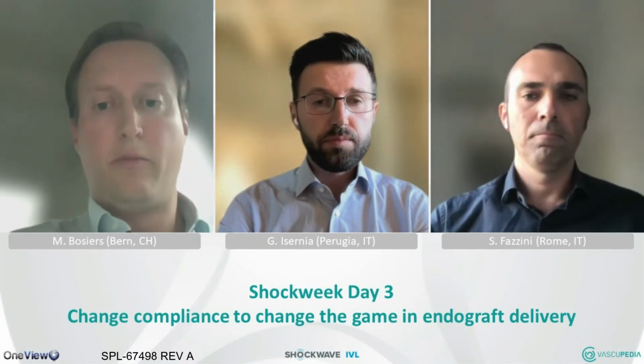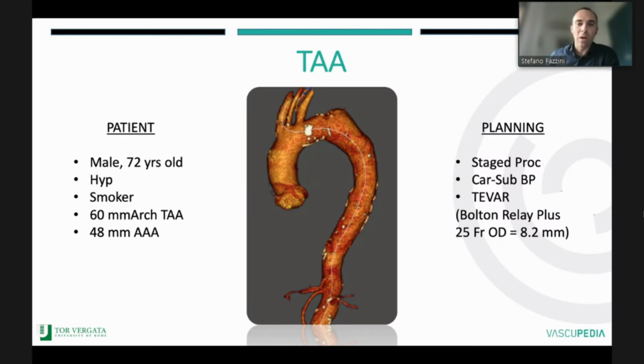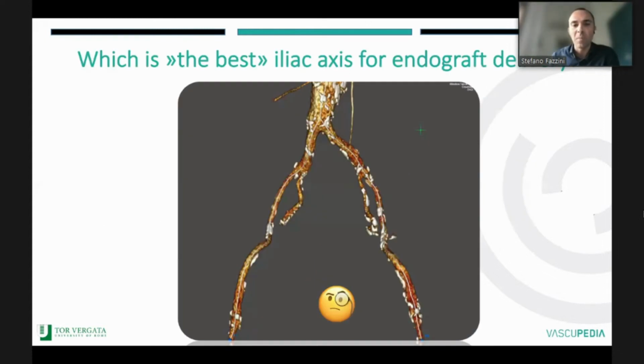Excellent. Stefano, you have brought us a case as well. A male with a thoracic aortic aneurysm, a large aneurysm, 6 centimeters. We planned a staged procedure with carotid-subclavian bypass and TEVAR. In this case, we chose according to the availability and what is best for the patient the Bolton Relay Plus, which is 25 French outer diameter, meaning more than 8.2 millimeters.